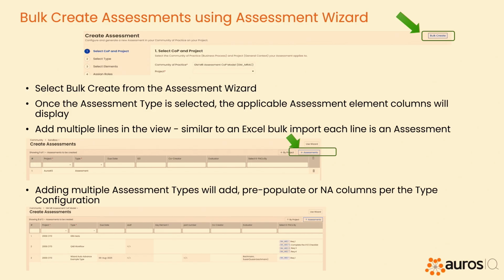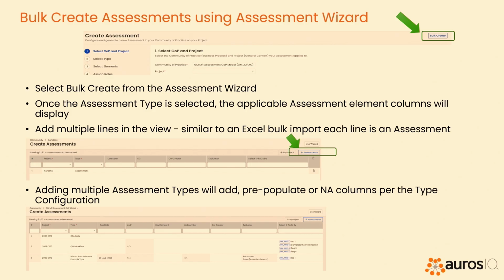You have two options to create your assessments by project or by assessment. It's very similar to what you used previously with the template. Each row that you have in this bulk create will give you a new assessment. So you'll click the plus assessment for however many assessments you need to create. 5, 10, 20, however many you need, just click the button to add those line items.